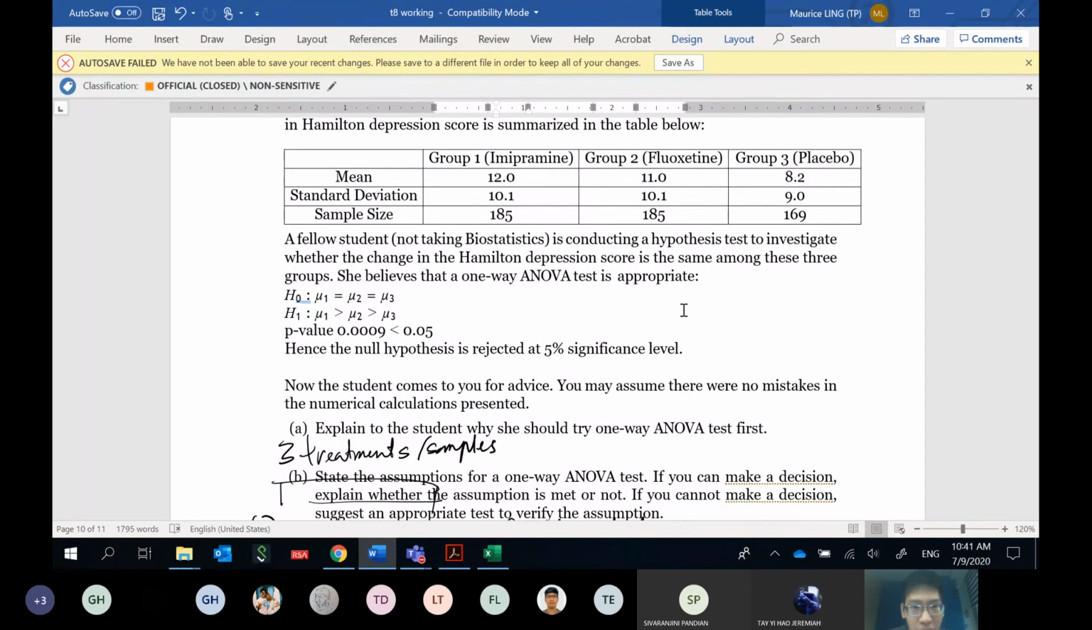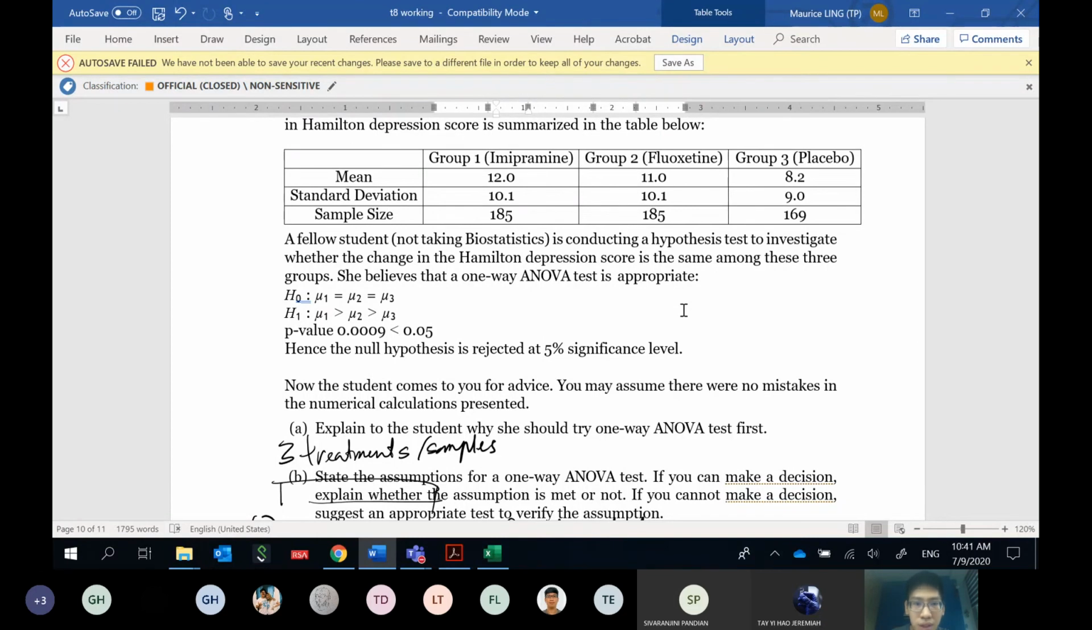No. You can't say that, because the reason why you should try one-way ANOVA is that if you do t-test, it is not going to cover all three samples, all three groups. So it's because of the number of samples that you do ANOVA. That is the first consideration. When we do tests, think about what always comes first: the number of samples you have. If you have more than two samples, automatically t-test and z-test will be thrown away.